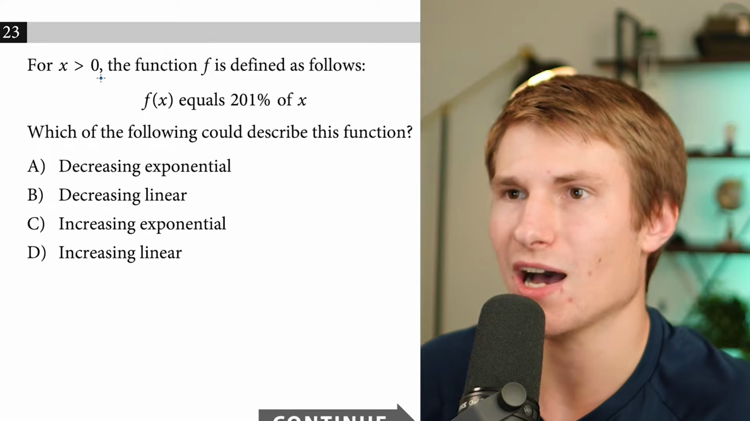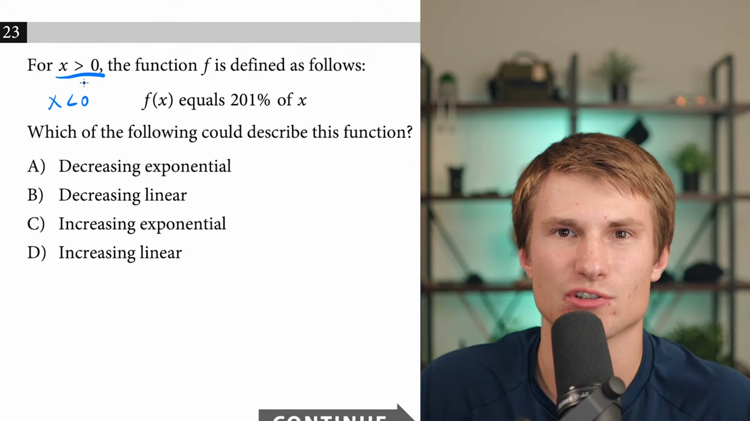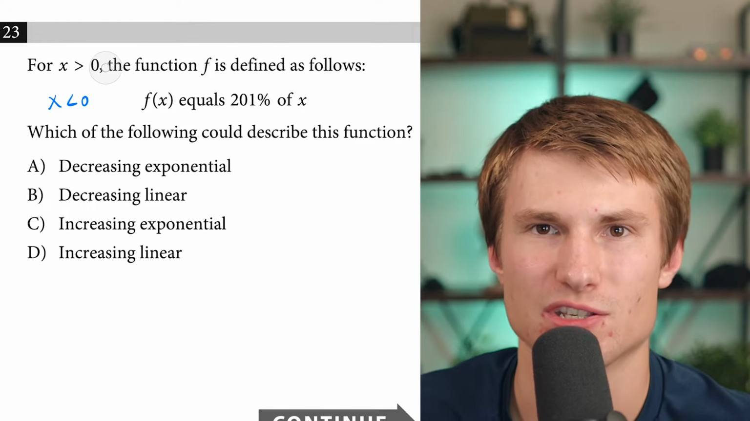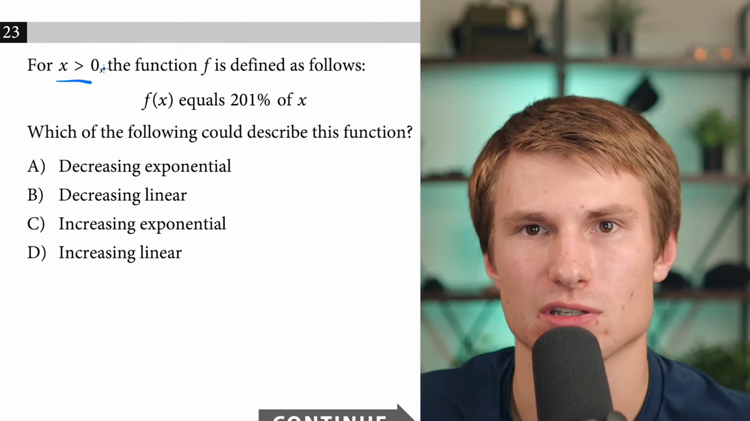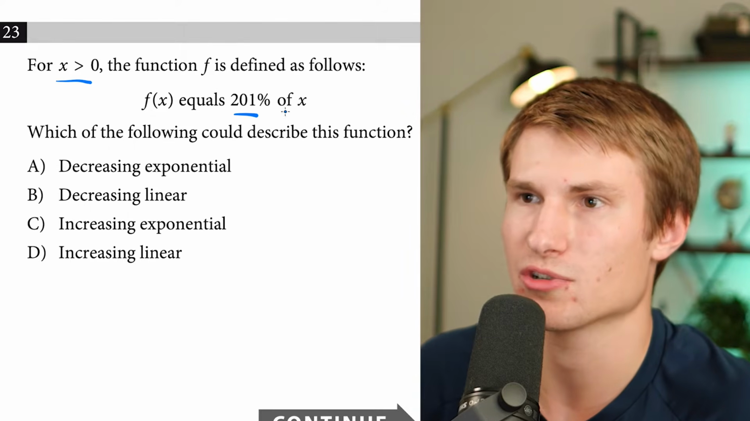For x is positive, and the way I read anytime it says x is greater than 0 or x is less than 0 is just positive and negative. I find it's much easier to think about that way. So that's just a tip that I have for you there. The function f is defined as follows. F of x equals 201% of x.